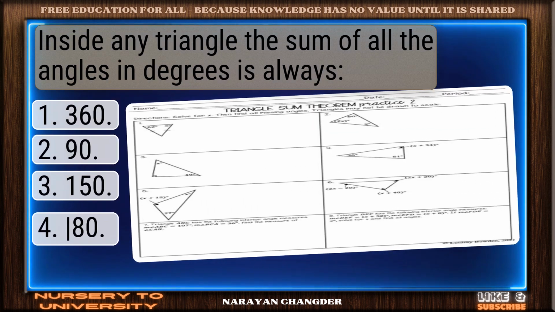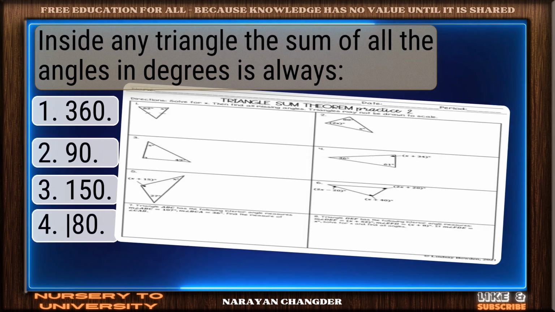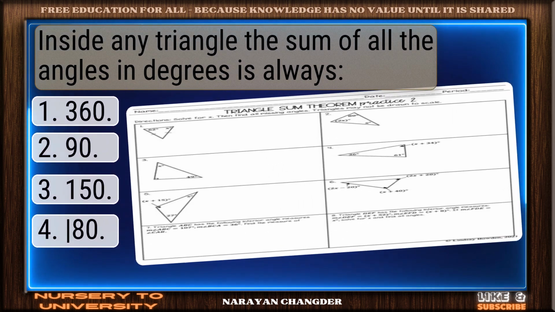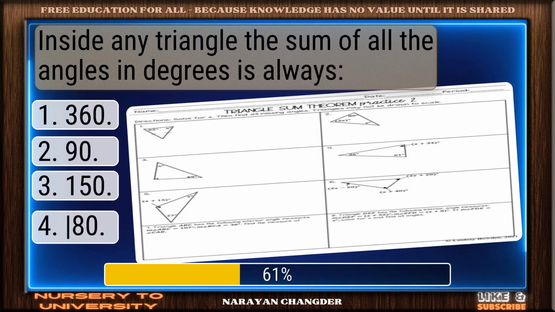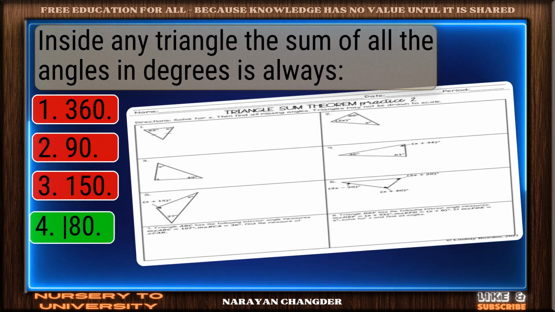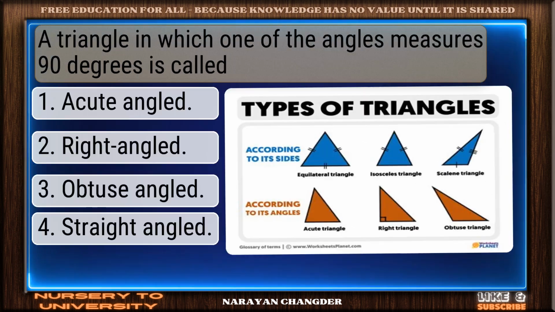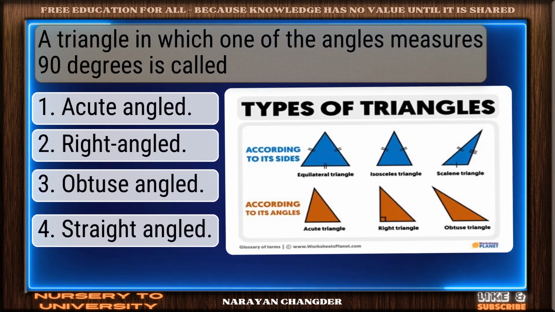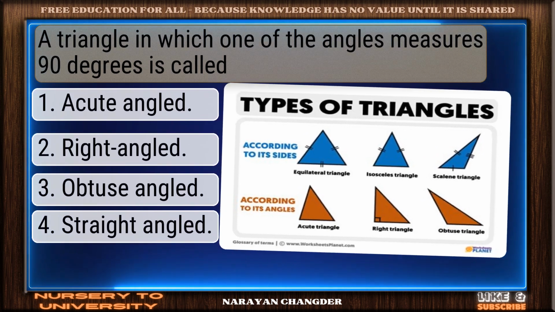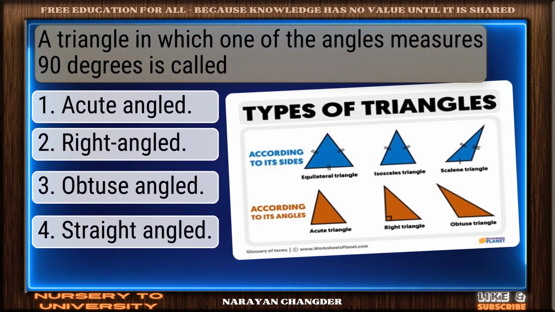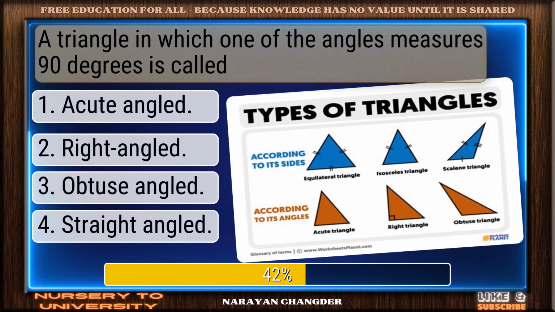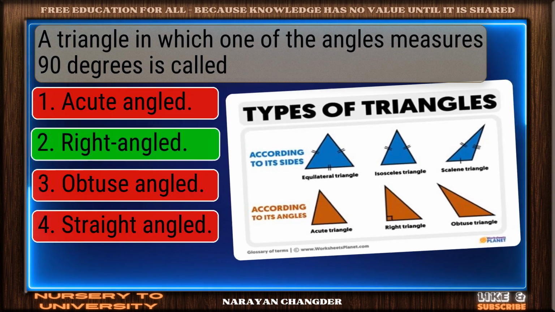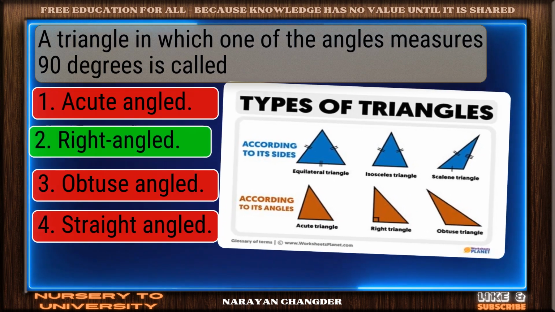Question number 29. Inside any triangle, the sum of all the angles in degrees is always. On track. 180 is the correct answer. Question number 30. A triangle in which one of the angles measures 90 degrees is called. Right choice. Right angled is the best answer.